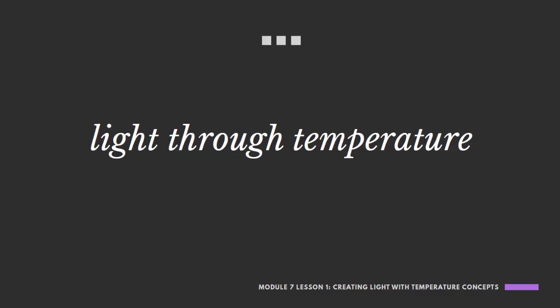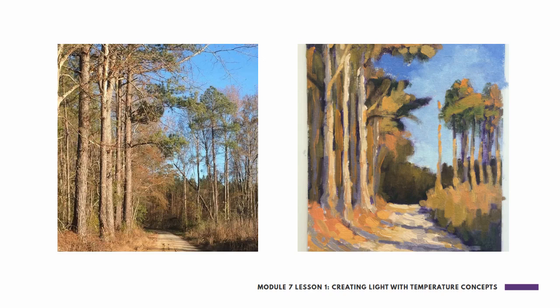Today we're going to be focusing primarily on temperature, on creating that light through temperature. In our demo for this module, we're going to be working with this photograph of a back road in wintertime. And we're going to create that strong sense of light or illumination through a contrast of warm and cool colors. So you will see in those pine trees in the painting on the right where we have relative cool colors in the shadows, and warmer colors in the highlights.